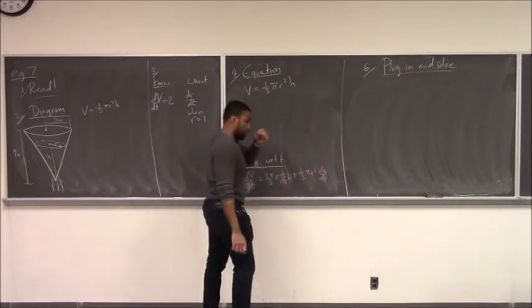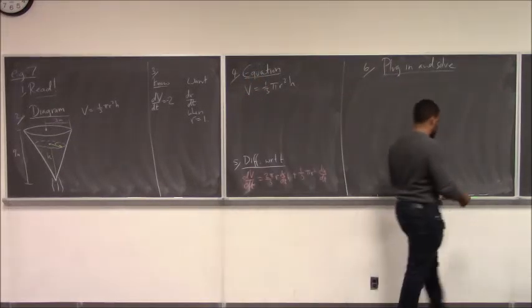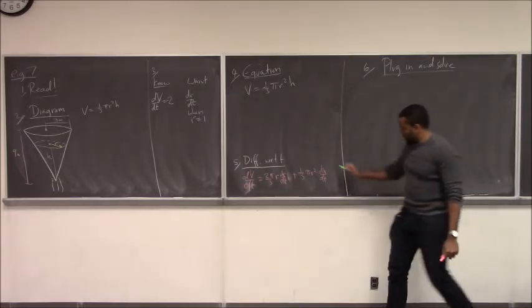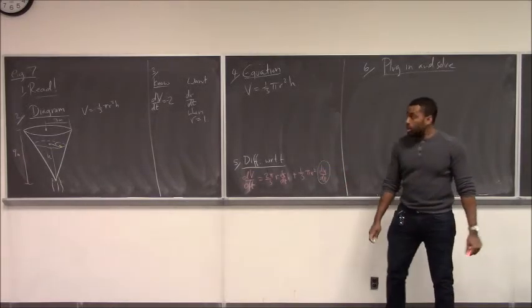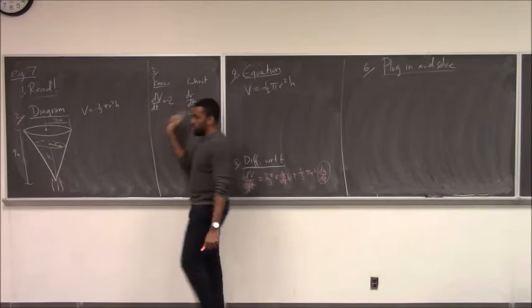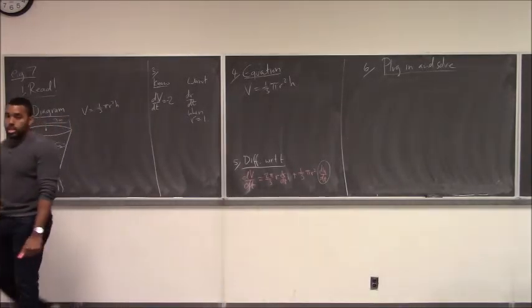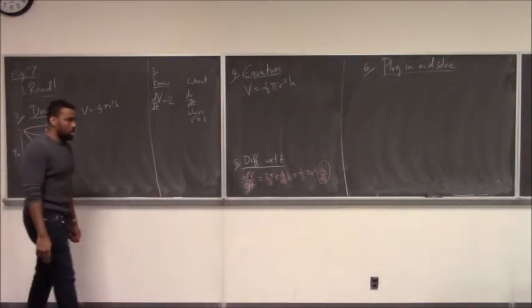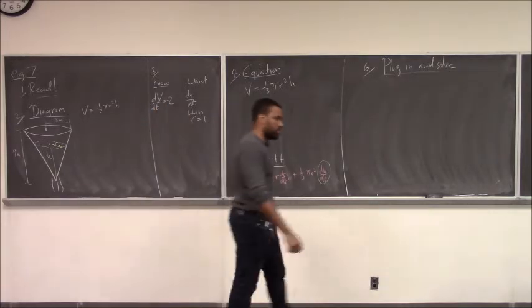Okay, so what's the issue here? Well, you kind of mentioned it before. The dh/dt is an issue. See, I do not have any information about dh/dt. I know about V, and I know I want to find r. What the heck is dh/dt?